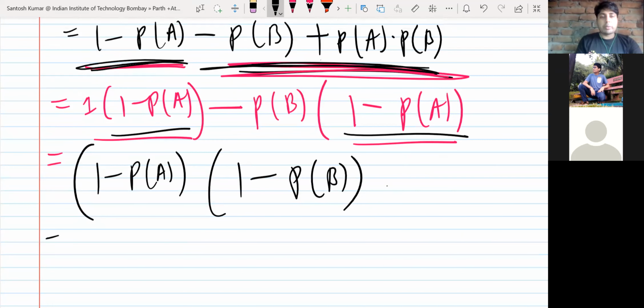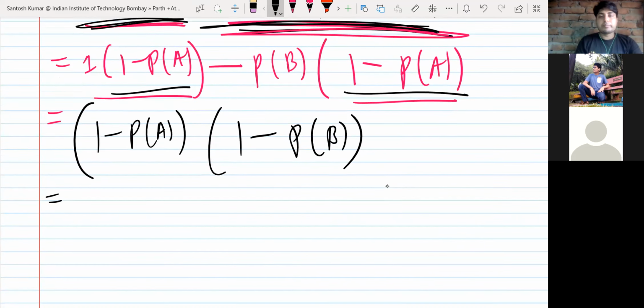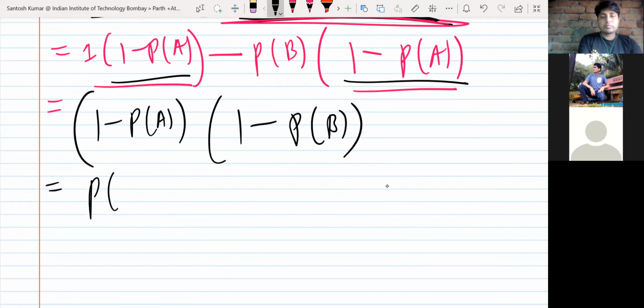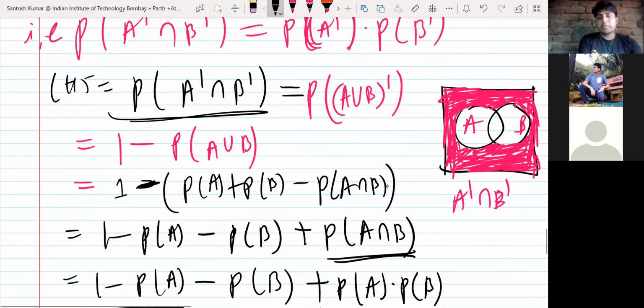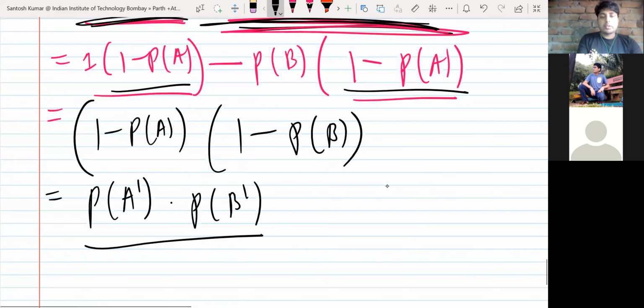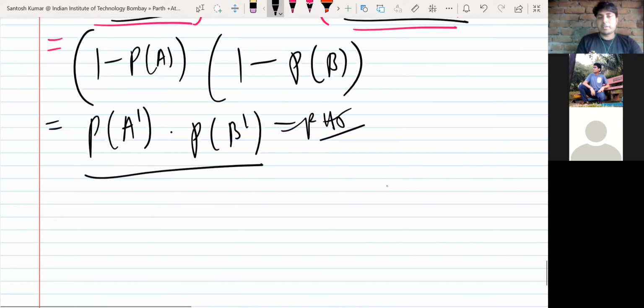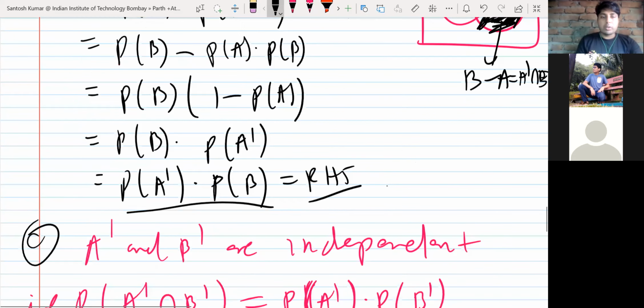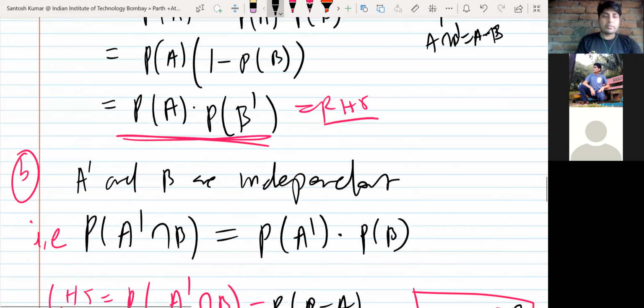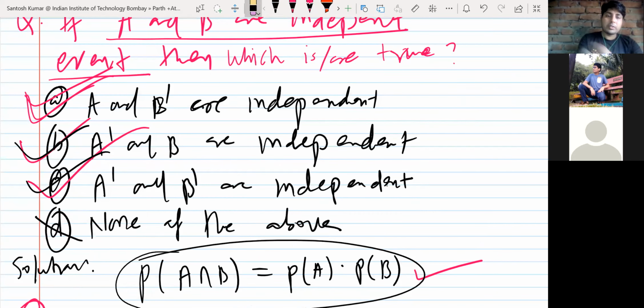Okay. So what is 1 minus PA? What can you write? Probability A complement. Yes, and this is probability B complement. So see where we started. We started here, and where is there? This. So this is RHS. So again, what can I say? This implies A dash and B dash are independent. So we proved all three statements. All three, yes, the first three options were correct. So D will be wrong. Yeah, D is wrong.